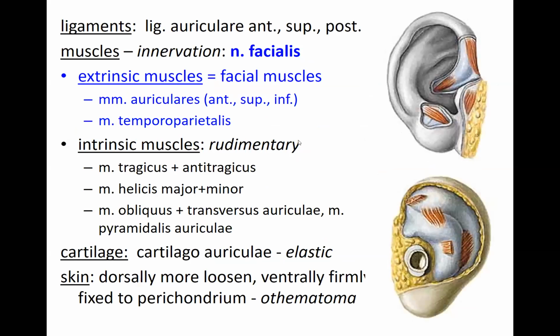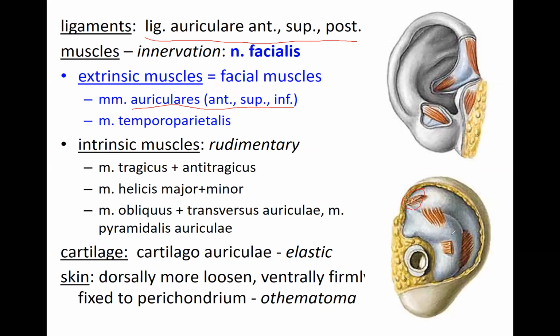So that's the part, that's the surface and the cartilage. And then, of course, it has to be fixed to the head. So it's fixed by ligaments, and we have three ligaments. And it's fixed by extrinsic muscles, and we have three auricular muscles. Yeah, you can see some of them cut here.